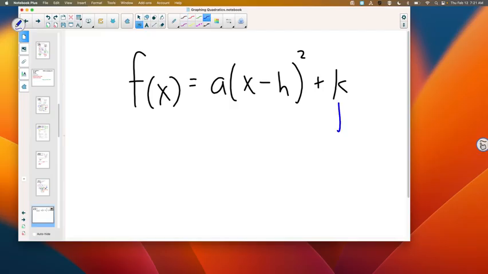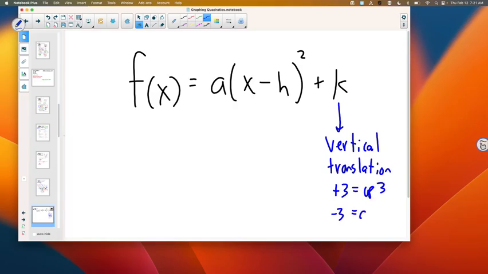Okay, k, that is a vertical translation. For instance, if it says plus 3, what that means is up 3. Minus 3 means down 3. Okay, very straightforward there. We learned that, I think, a couple days ago.